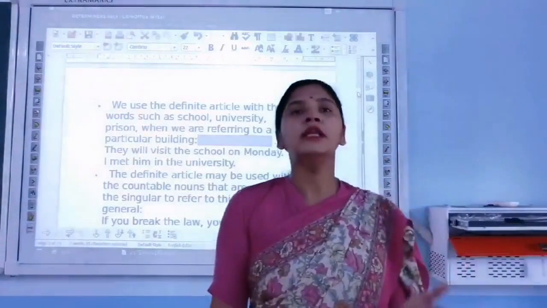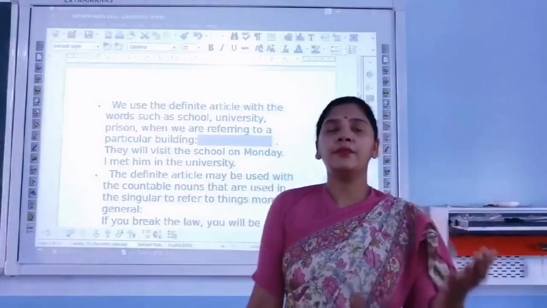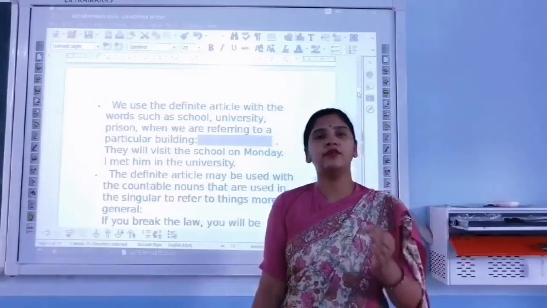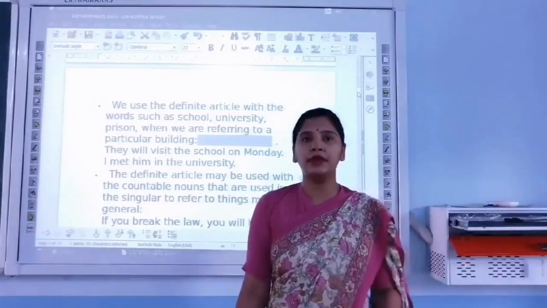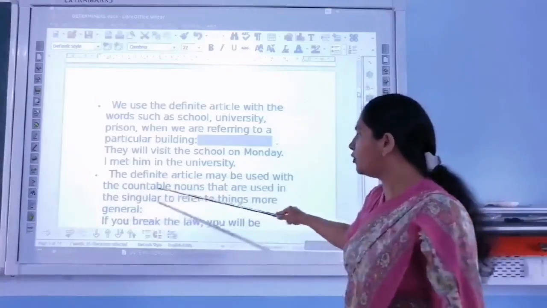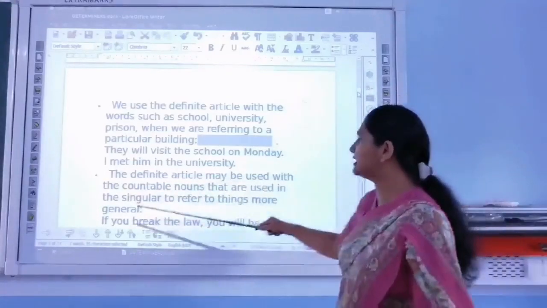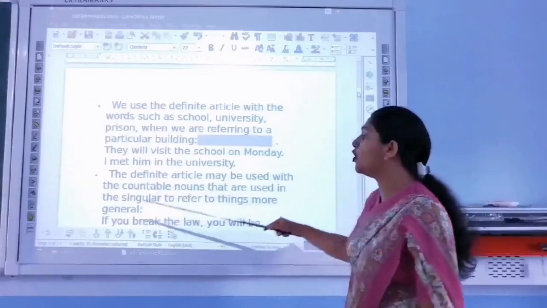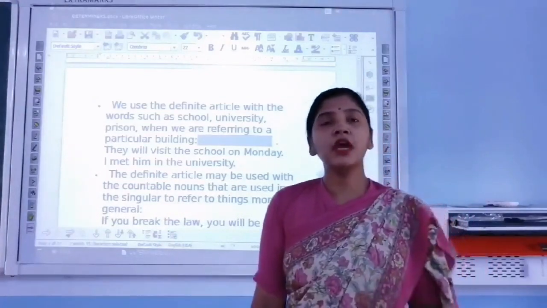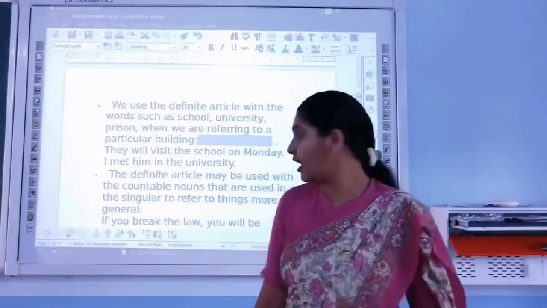Yes, we have to call jail. For indicating the particular building, we have to use the before the building. Then the definite article may be used with the countable nouns that are used in the singular to refer to things more general. When we are going to talk about the countable noun.